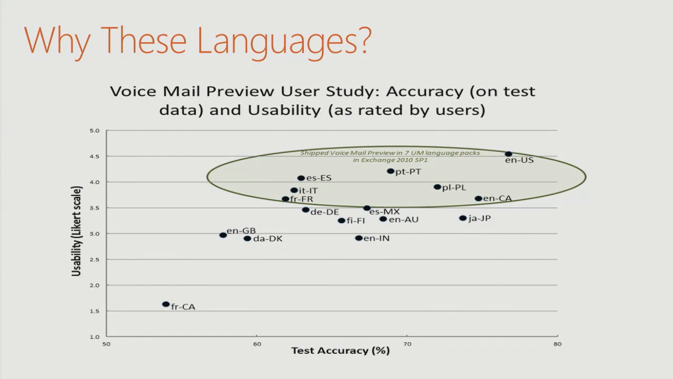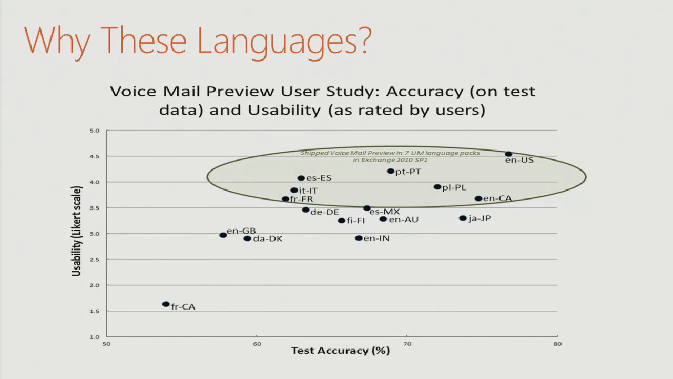Then look at some of these other languages. I mean, Great Britain, the UK, that's probably Microsoft's second or third biggest worldwide market. They would really, really, really like to have great voicemail preview quality. But the fact of the matter is they don't. The best they can do right now is just shy of 60%, and it gets about a 3.0 rating. Not great. I wouldn't ship it if that were me. So if you look at the languages that are in the bubble, the ones that tended to score best are the ones that got shipped.